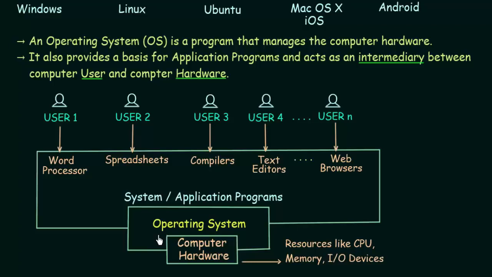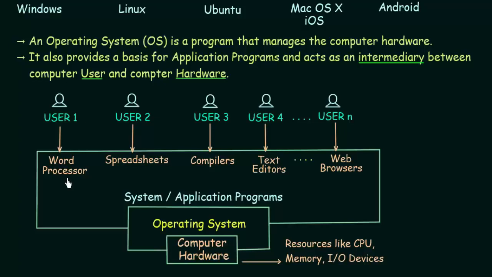Now when he saves it, the operating system tells the computer hardware where to save it and how to save it and how much memory to allocate for saving it, and everything is done by the operating system. So all those minute things which we otherwise had to do in the absence of an operating system is now done by the operating system, and it becomes very easy for the user to use the computer system.